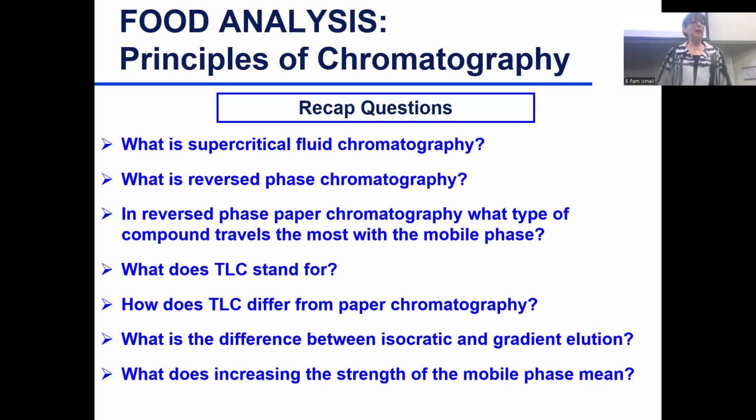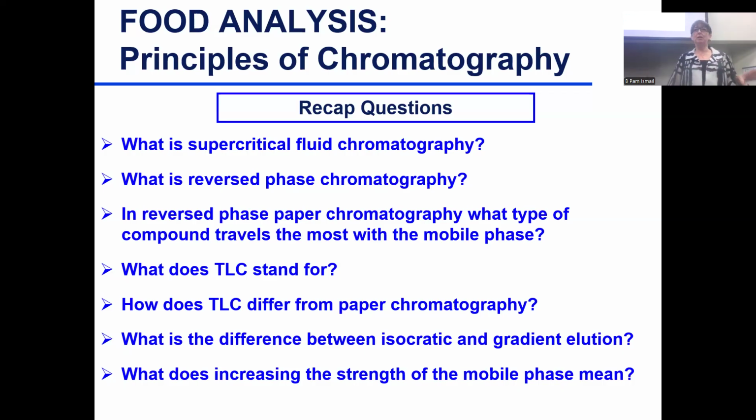What does TLC stand for? What did you say? Thin layer. What was the other one? Okay, so it's thin layer chromatography. How does it differ from paper chromatography? What are the advantages of thin layer chromatography?